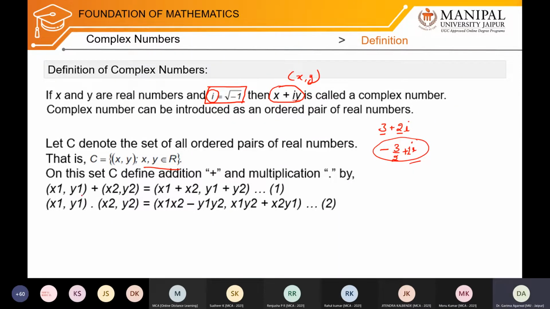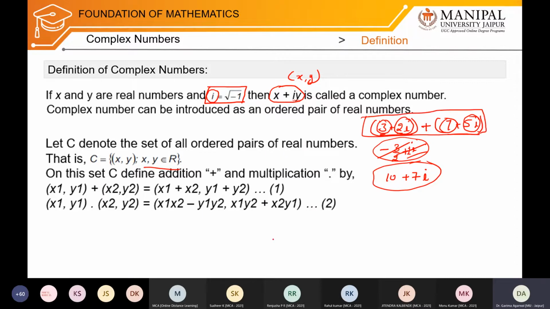right? Now if we want to add two complex numbers, like if I want to add 3 plus 2 iota plus 7 plus 5 iota, let's say I need to add these two complex numbers. This is a complex number, this is a complex number. Then how will we add it? We'll add the real parts, 3 plus 7, that is 10, plus the coefficient of iota: here the coefficient of iota is 2, here it is 5. That means 5 plus 2, 7. So this is the addition of these two complex numbers, right? Am I clear? Then how can we multiply two complex numbers?